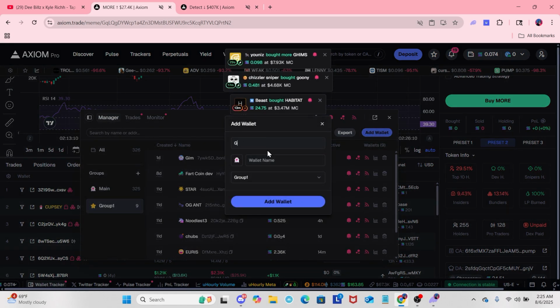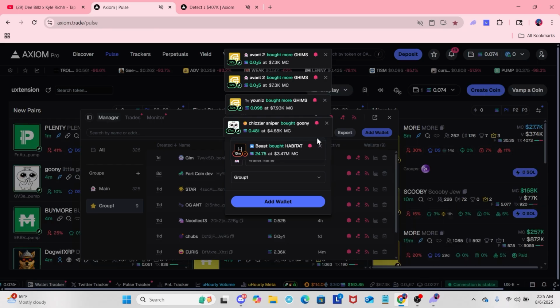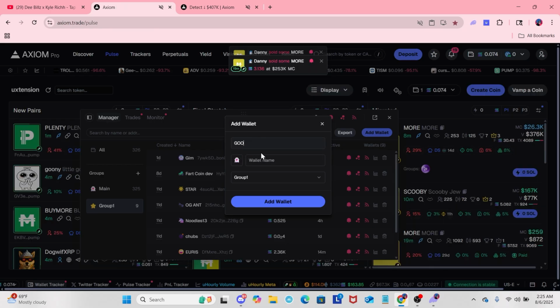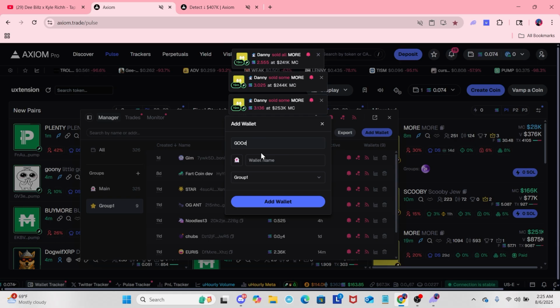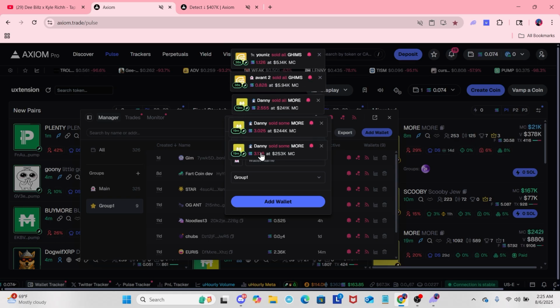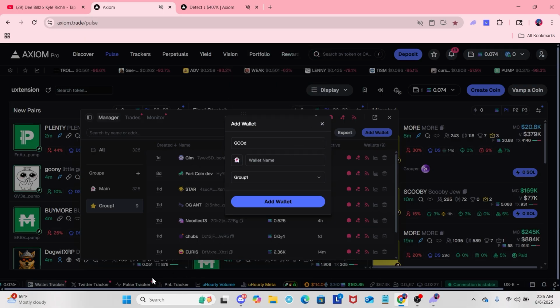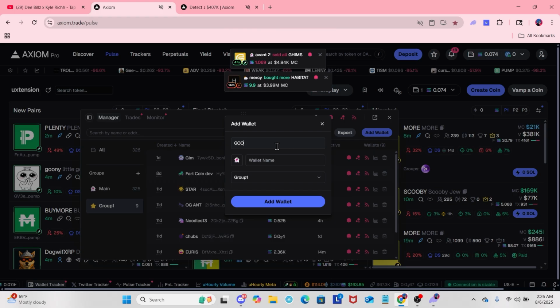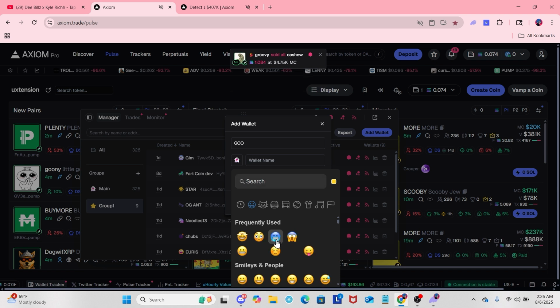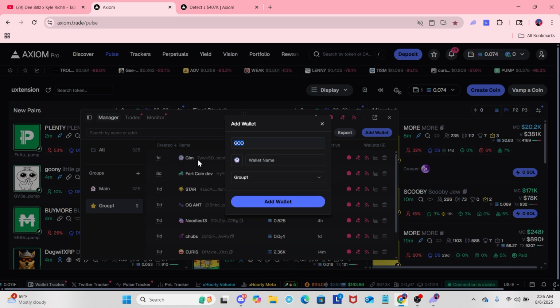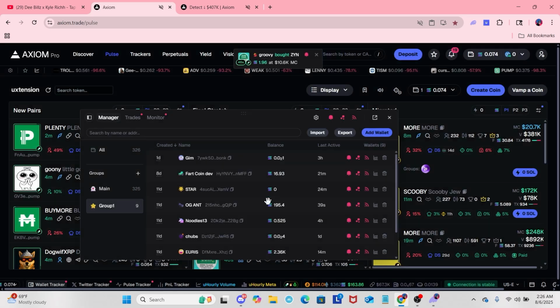I don't know, good money. Why is it not letting me type? Come on. I'm about to turn off this wallet tracker real quick, because this is going to be the death of me. I'm just going to put Goo. Yeah, Goo's fine. Set a little name. I messed up, that's where the wallet address goes. Then you put the name right here. Add wallet.